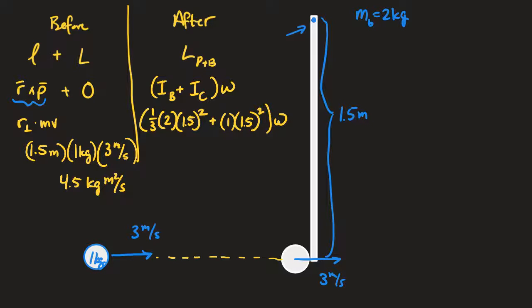This omega is going to be the angular speed of the system after the collision. This whole thing's going to rotate that way.